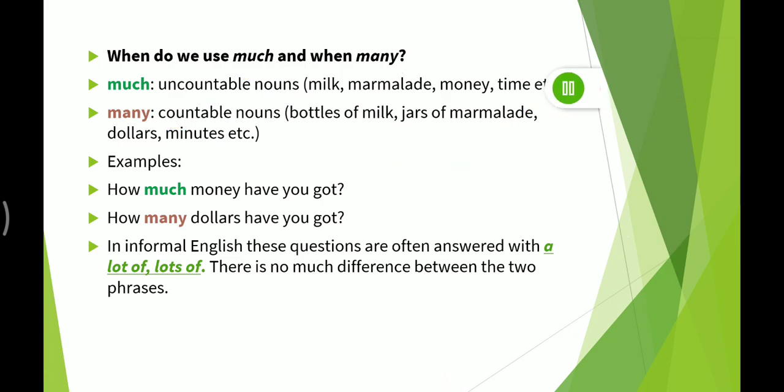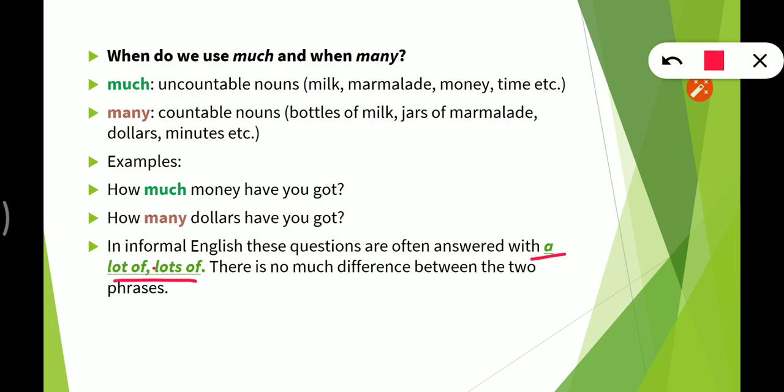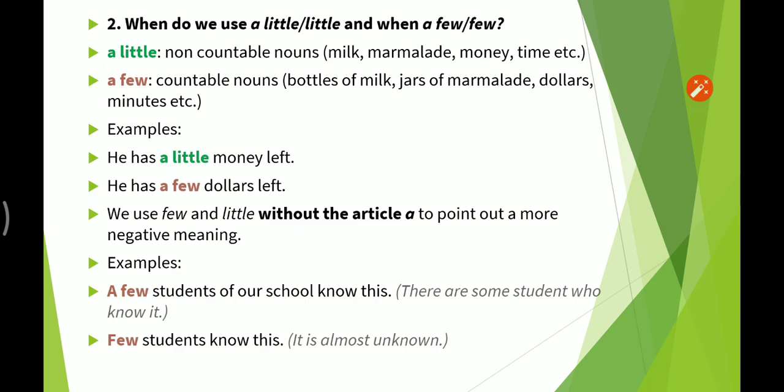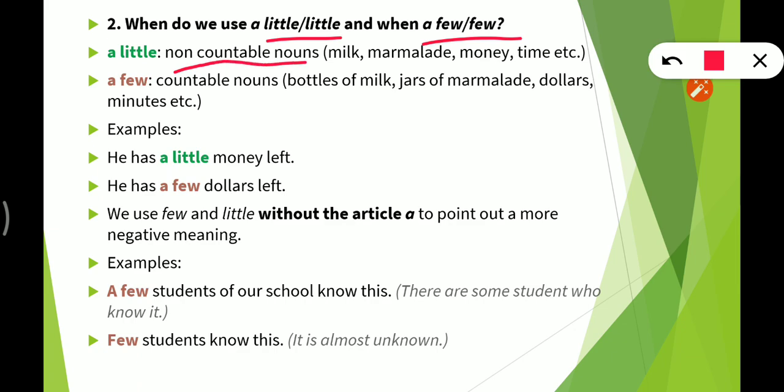Now here is something more. A lot of and lots of, there is no difference between the two phrases, right? So this thing you need to know. Now here, a little, little and a few and few. So a little, this is for uncountable nouns, and a few for countable nouns, right? For example, a little milk is left, a little sugar is left, a little money is left, right? Money is uncountable, okay, not rupee.